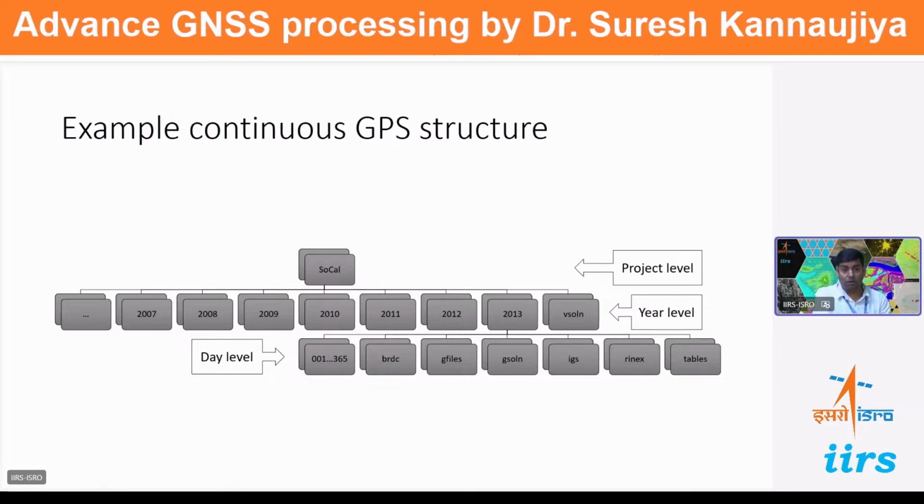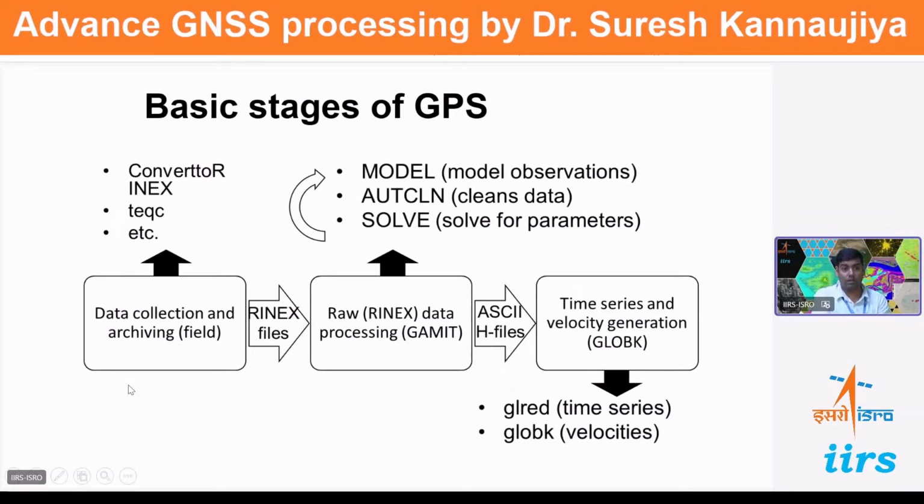Once we complete all these things, we have to go for the processing. Then we use the GAMIT platform. When we do the GAMIT processing on our data, we get the ASCII file, also called the H file, which holds the loosely constrained solution. We use the GlobK platform to process this loosely constrained solution through the Kalman filter and other methods to get the time series and velocity. Here we are using GLRED and GlobK to calculate the time series and velocity of the station.